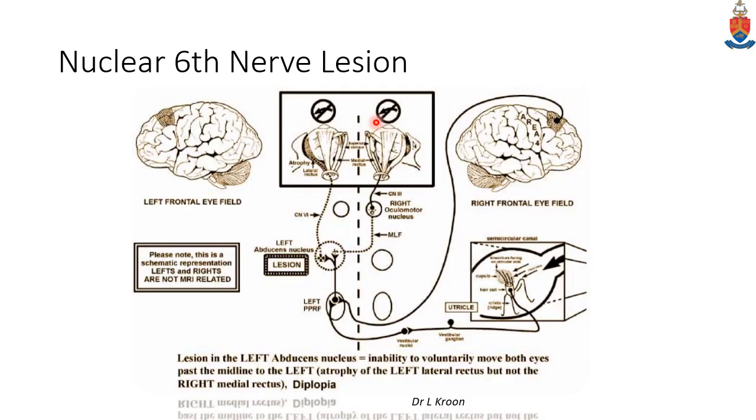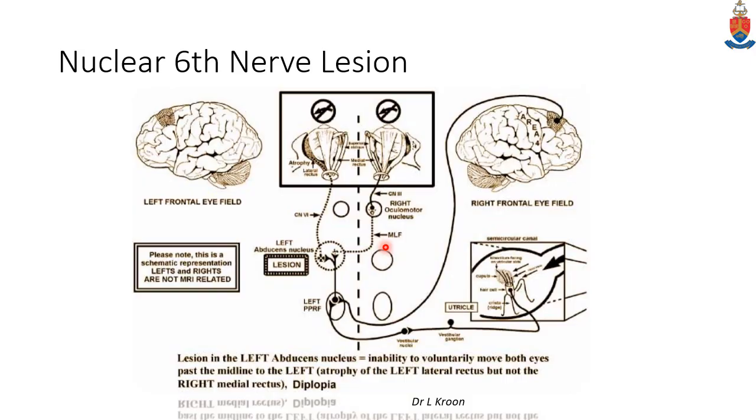And lastly, if you put a lesion here in the medial longitudinal fasciculus, you would have the ability to still abduct the left eye, but you would not be able to bring the right eye to the left side. You would have an adduction deficit of the right eye, only with conjugated gaze movement to the left. And this is referred to as an internuclear ophthalmoplegia, or an INO.